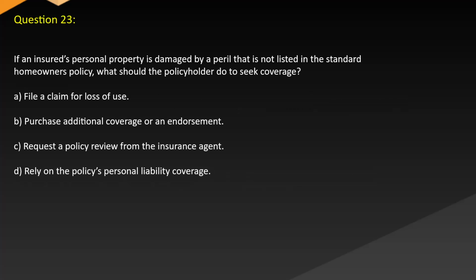Question 23. If an insured's personal property is damaged by a peril that is not listed in the standard homeowner's policy, what should the policyholder do to seek coverage? A. File a claim for loss of use. B. Purchase additional coverage or an endorsement. C. Request a policy review from the insurance agent. D. Rely on the policy's personal liability coverage.